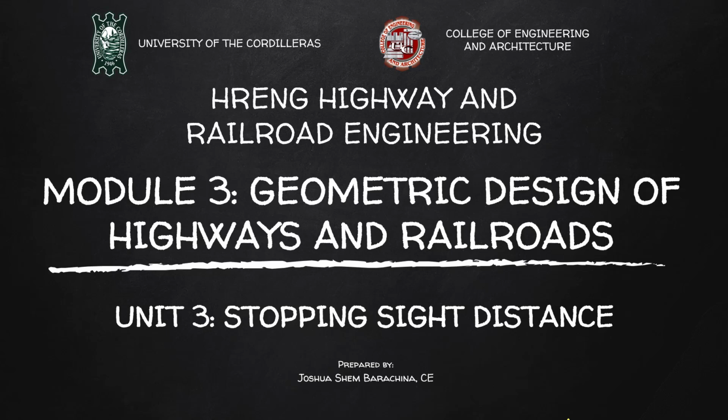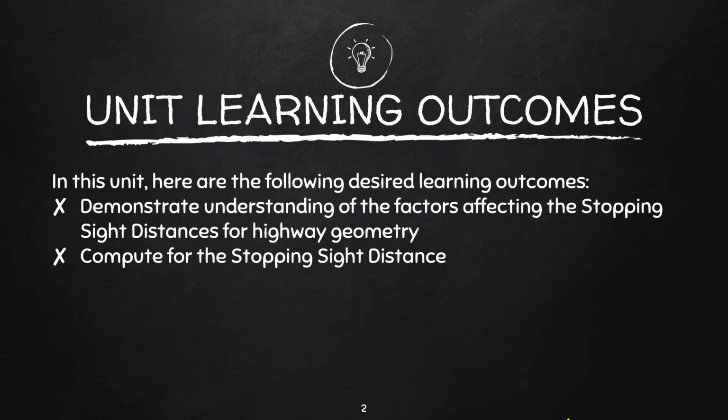For Units 3 to 6 of Module 3, for Geometric Design of Highways and Railroads, we will be discussing 4 types of sight distances. And for this unit, we are going to start with the stopping sight distance. So, after this video, the learning outcome should be to demonstrate an understanding of the factors affecting the stopping sight distances for highway geometry, and to compute for the stopping sight distances involving different scenarios.